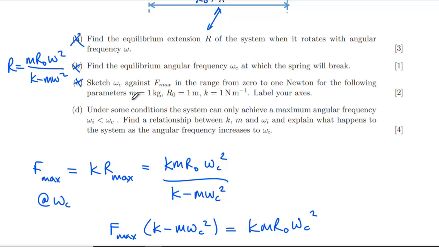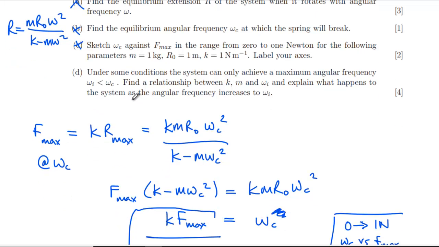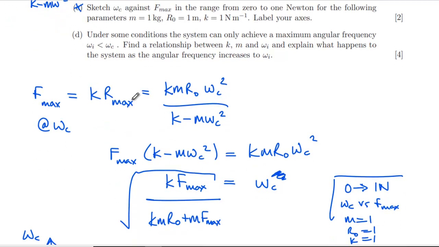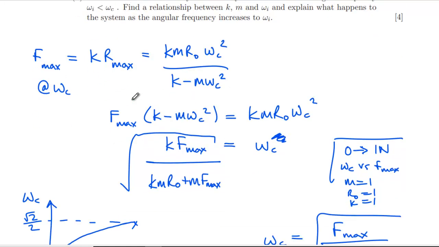What have we got now? Under some conditions, the system can only achieve a maximum angular frequency omega I less than omega c. Find a relationship between K M and omega I. Explain what happens to the system as the angular frequency increases to omega I.